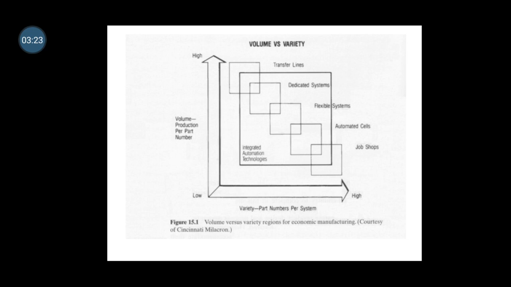So the following graph shows the relationship between product volume and variety. Here you can see that job shops are more suitable when product variety is high, and transfer lines are suitable when product volume is high. Dedicated systems are suitable again when the volume is high. Automated cells are suitable when product volume is good. So flexible systems play an important role when there is mid variety and mid volume of production.